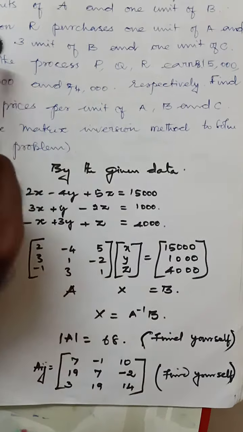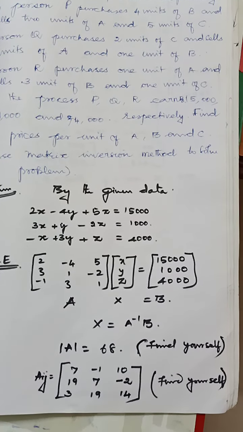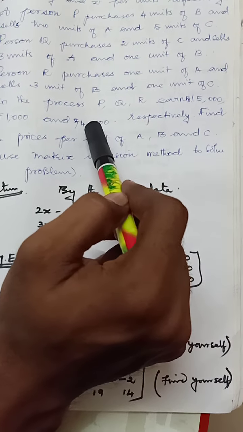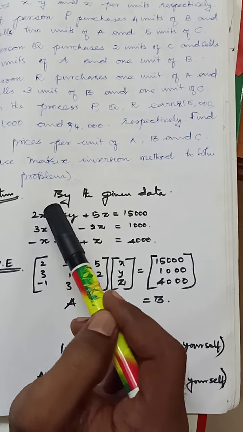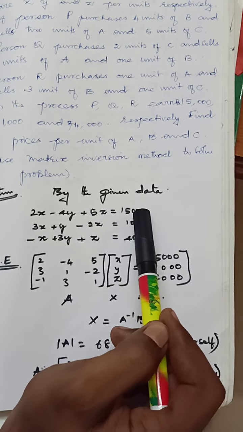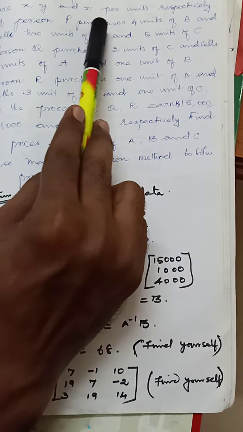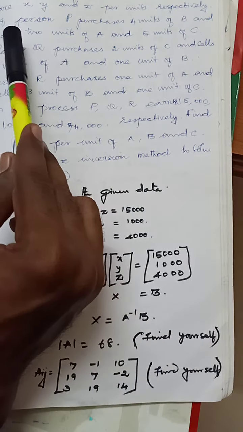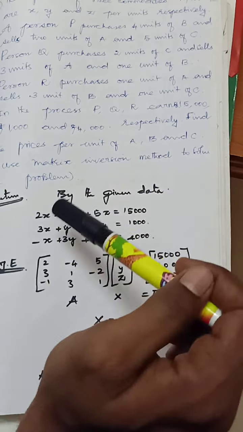So the same question, how can we proceed? First you should know how to frame the equation. So it is given, profit is given. So you have to take purchase with a minus and sales with a plus sign. So your first equation by the given data: 2x minus 4y plus 5z equal to 15,000. So where is it given? Here, purchase of 4 units of B, so minus 4y, and sells 2 units of A, so 2x, and 5 units of C.